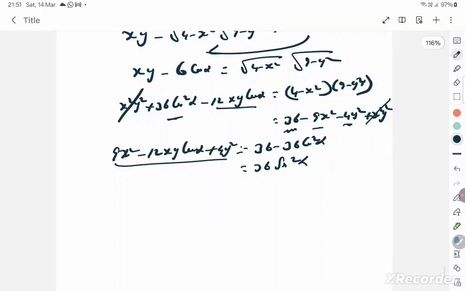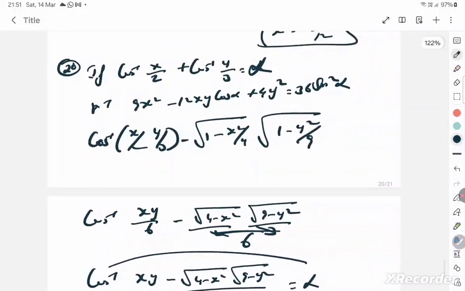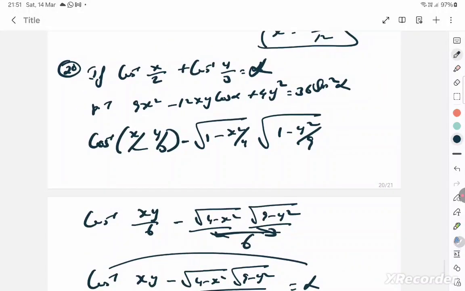Okay, so let's do such a beautiful question. Let's go to the 21st. Of course you can't do the sum. I'll teach you this formula, how I arrive at it: cos inverse of x plus cos inverse of y is cos inverse of xy minus root of 1 minus x squared into root of 1 minus y squared.